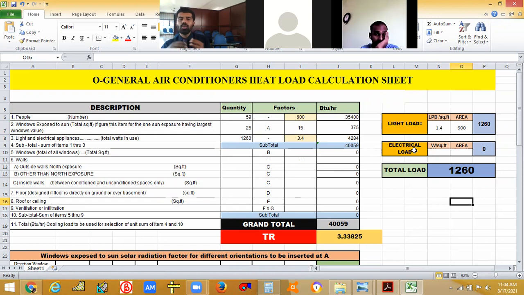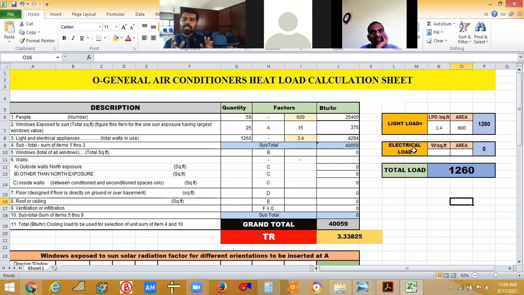Otherwise, you have to ask how many fans, how many tubes, or how many electrical equipments are there. Then you have to find its value. For a fan, how many watts? For a tube light, how many watts? You add all those things, and then convert into watts per square feet and give that value here.